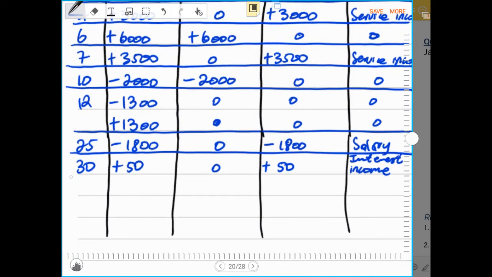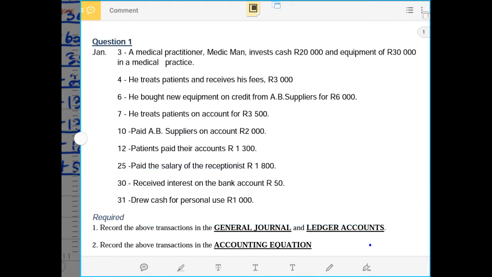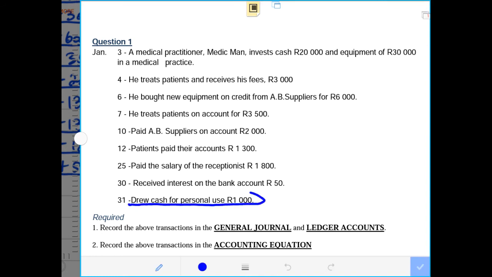Then after now we go to the last entry before I write all my totals. The last entry is the drawings. I suppose you know by now that the owner drew cash for personal use, 1,000 rand. The owner withdrew money. Therefore now drawings will increase. But take note of that. Drawings decrease equity.